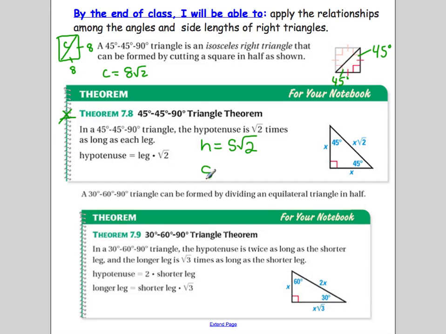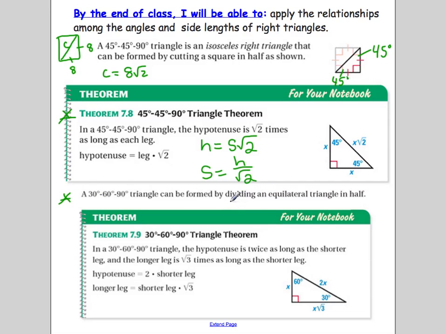Similarly, if we're looking for the side length and are given the hypotenuse, we'll take the hypotenuse and divide it by the square root of 2. So depending on what we're given, we'll either multiply by the square root of 2 or divide by the square root of 2. And in many cases, we'll have to rationalize this denominator, but not all of them. So there's two formulas. A very similar thing happens with 30, 60, 90 triangles.